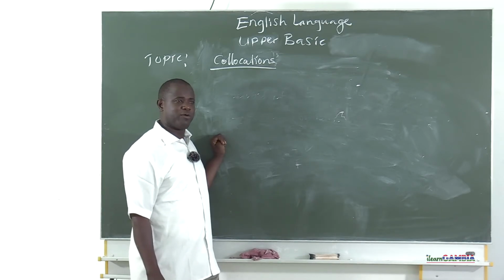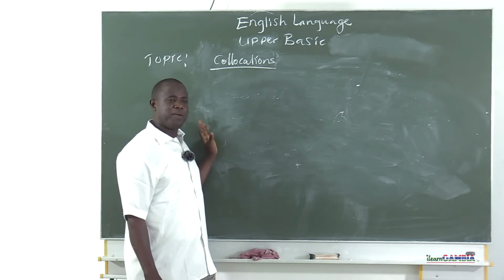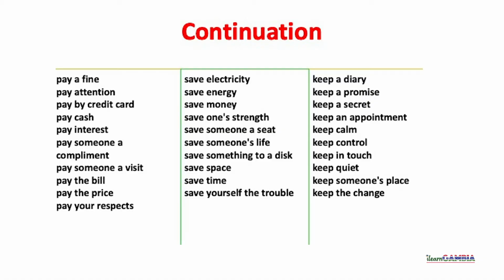So we move on to get more example. You can see pay a fine. For instance, if you are found guilty of certain crimes, you are always charged. And when you are charged, sometimes you are asked to pay certain fines. You can say pay a fine. Pay attention. When people are talking, sometimes they say, please pay attention, all right? Or you pay my credit card, or you pay cash, not on loan. Or you say pay interest, you take a loan from the bank, you are expected to pay an interest.